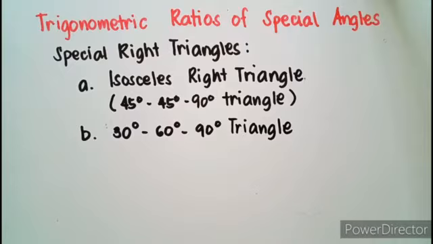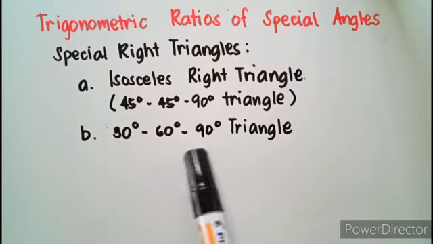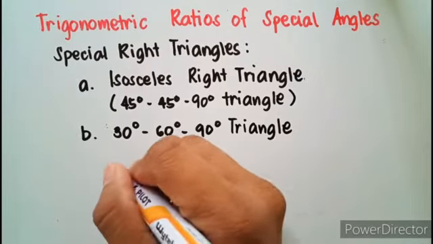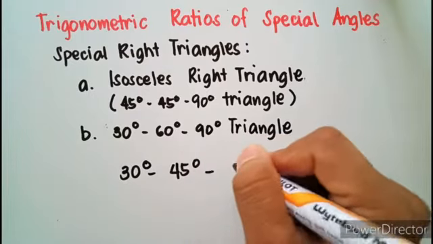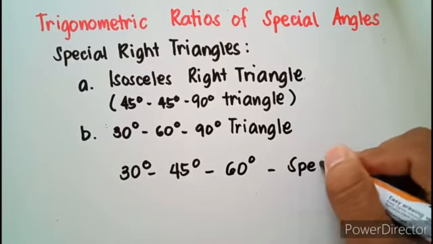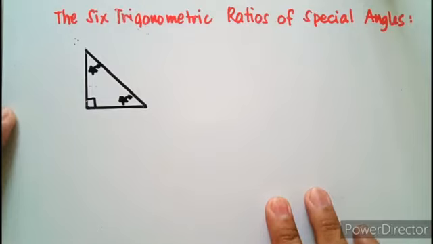Special right triangles. So we have the isosceles right triangle, or what we call the 45, 45, 90 triangle, and the 30, 60, 90 triangle. So these degrees or these angles are considered to be special angles in trigonometry. They are the 30 degrees, the 45 degrees, and the 60 degrees. These are considered special angles in trigonometry. The six trigonometric ratios of special angles.